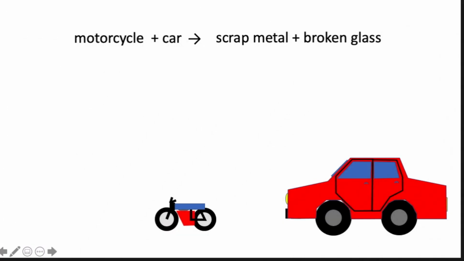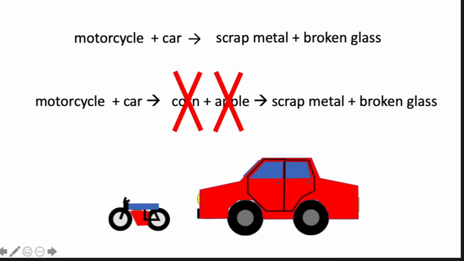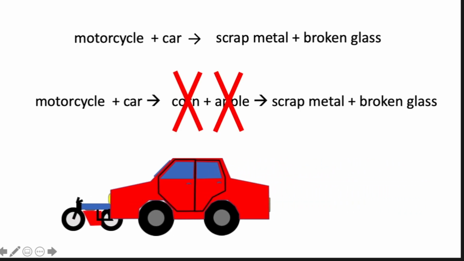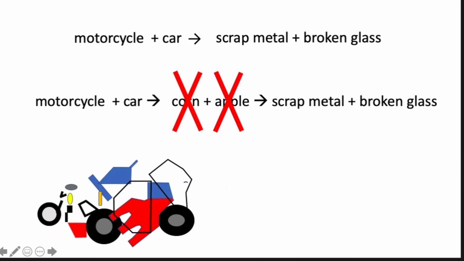Note that this is a one-step reaction. A car and motorcycle go bump, and that's it. You have scrap metal and broken glass. The cars don't turn into something else first. Car and motorcycle, then scrap metal and broken glass. No intermediate stuff along the way. Such a one-step reaction is called an elementary reaction. We will return to this important technical point later.